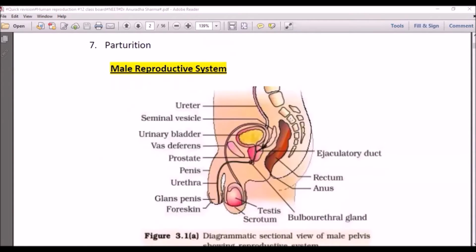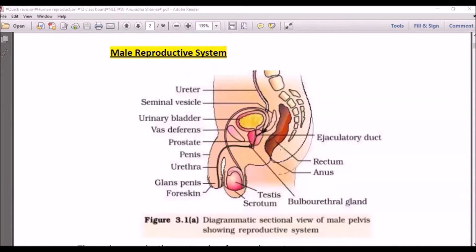So first we will study the male reproductive system. Now this is the diagram showing the male reproductive system. We can see different parts like ureter is there, seminal vesicle is there. Here the formation of sperm takes place, right? Urinary bladder is there, vas deferens.